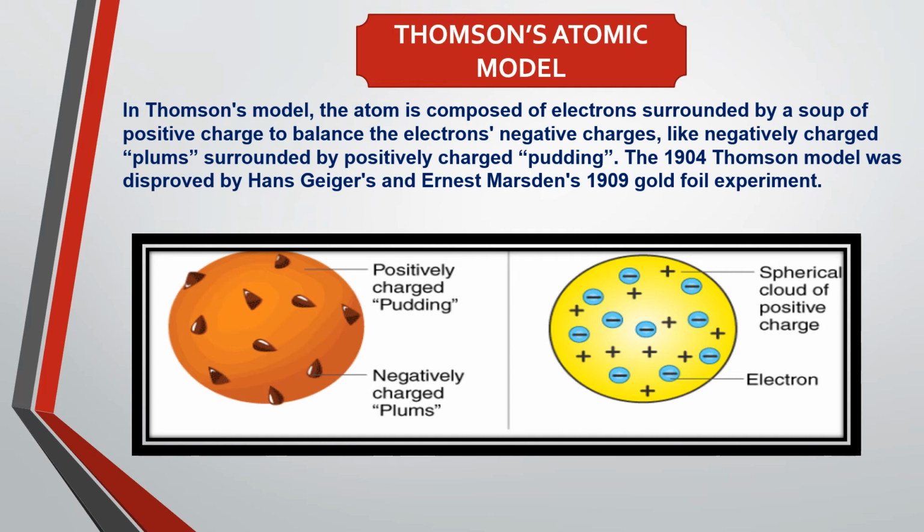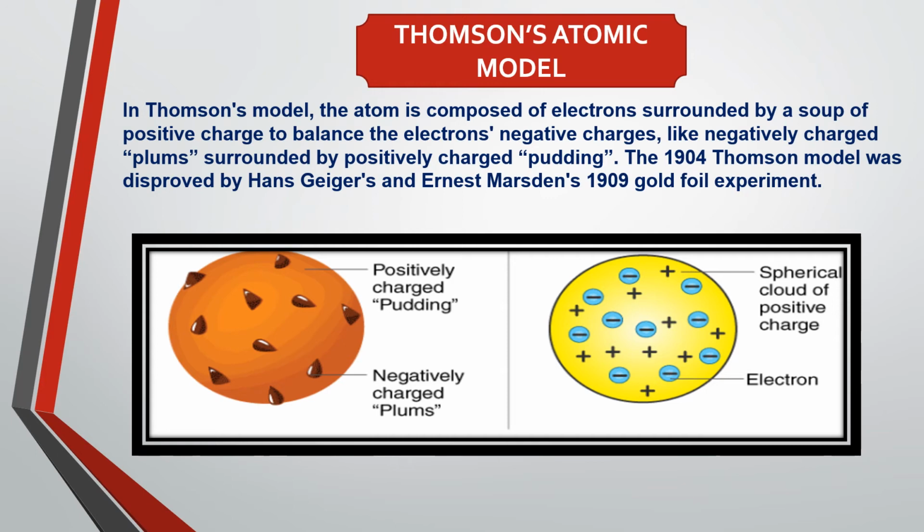First you see the diagram. It has been clearly shown. First diagram: positively charged pudding, the light brown portion, and the chocolate colored ones are negatively charged plums. It's a plum pudding model. If we compare this with atomic structure, it will come like this. See the second diagram then.